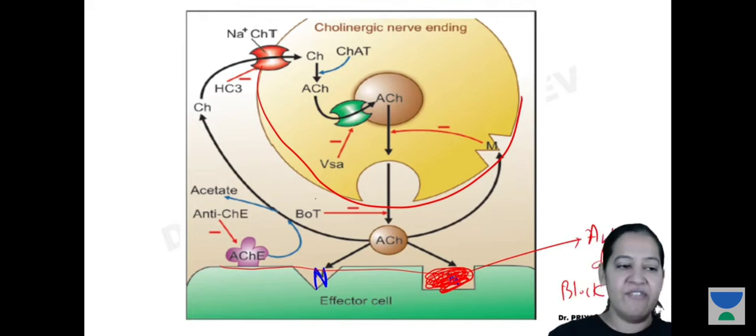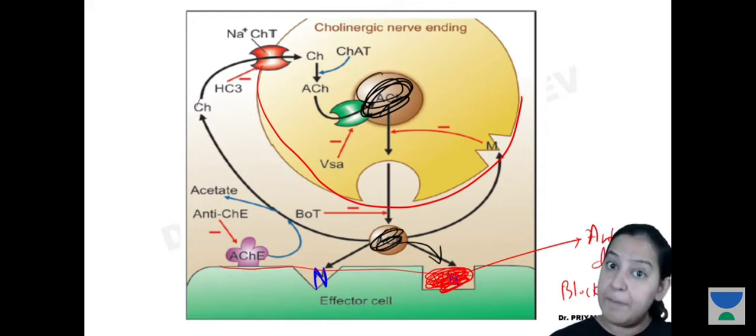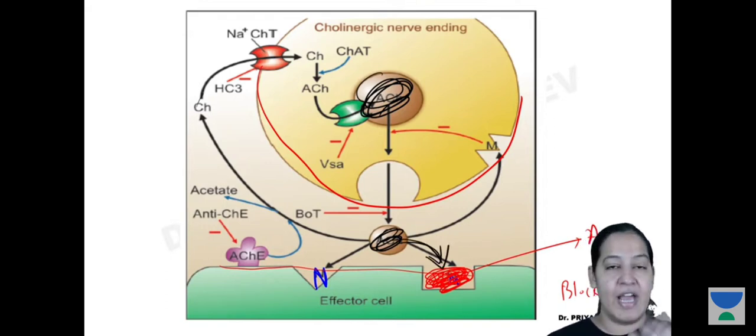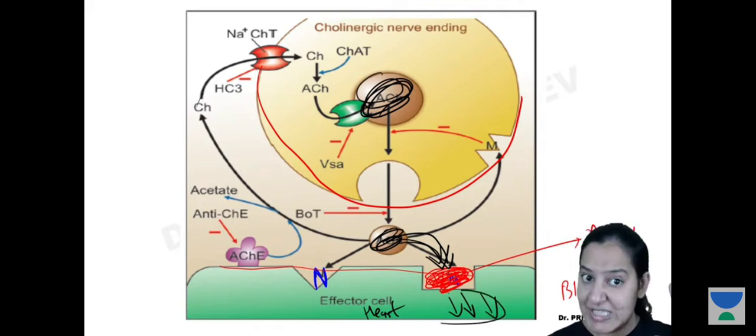So whenever the wave of depolarization is coming and acetylcholine is secreted, this acetylcholine cannot bind with the muscarinic receptor because it is already blocked by the drug. It cannot show its action. So if the organ is the heart, then if acetylcholine was binding with the muscarinic receptor, acetylcholine was decreasing the heart rate, force of contraction and velocity of conduction. Acetylcholine was showing these three functions on the heart.